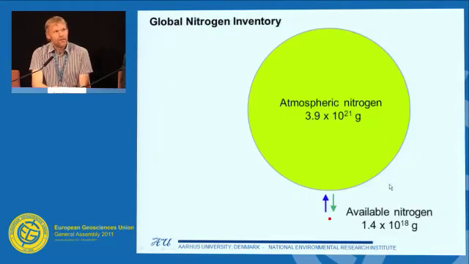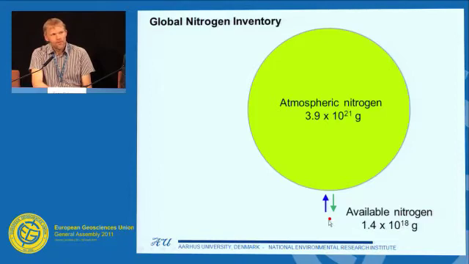And nitrogen, as I mentioned, is very important. We have a lot of nitrogen on this planet. A lot of it is in the atmosphere. This is symbolized by the green circle here. 80% of the atmosphere is nitrogen, but this is not directly available to plant growth and to algal growth. The little red dot down here symbolizes the amount that's available for algal and plant growth. And the size of this little red dot is the one that determines the growth of algae in the sea.